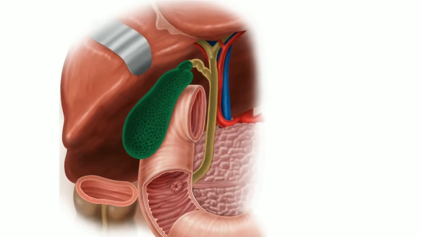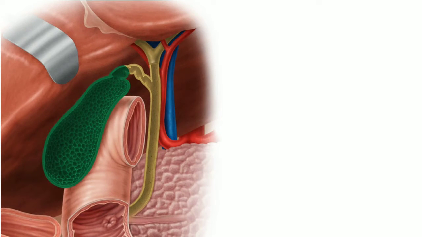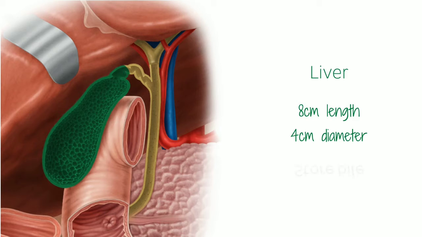If we zoom in on this image, we can get a better look at the gallbladder, which is highlighted here in green. The gallbladder is hollow and is located just inferior to the liver. It is usually about 8 cm in length and 4 cm in diameter when it's fully distended. The main function of the gallbladder is to store bile that it receives from the liver, where the bile is produced. During storage in the gallbladder, the bile is concentrated by removing some water and electrolytes.